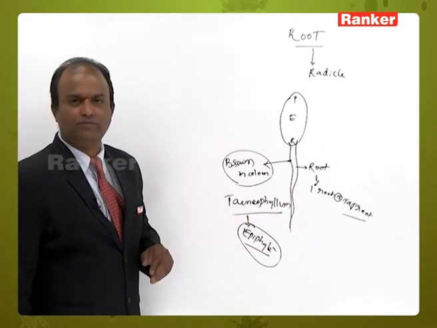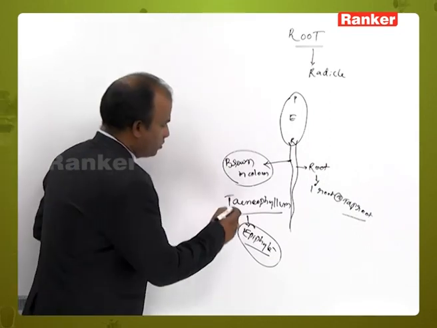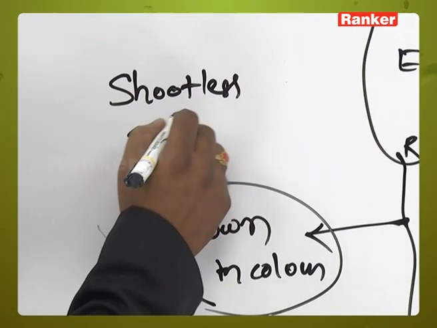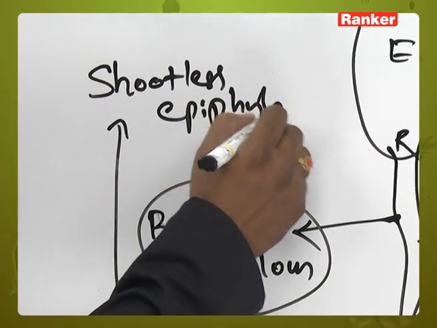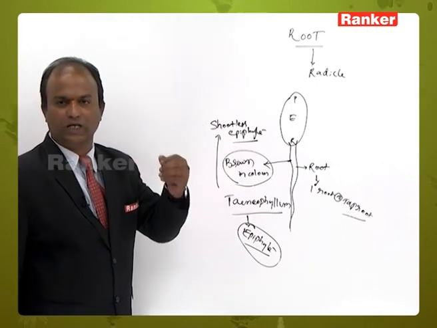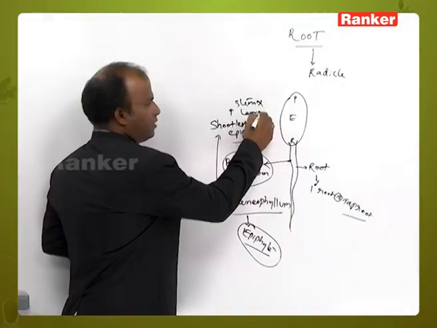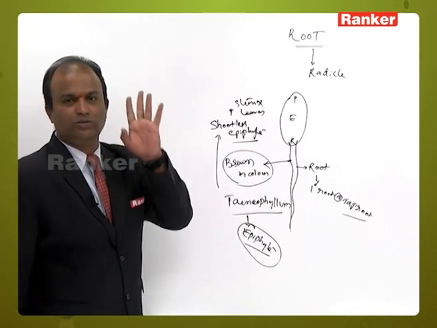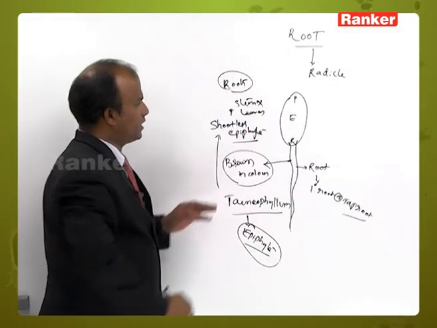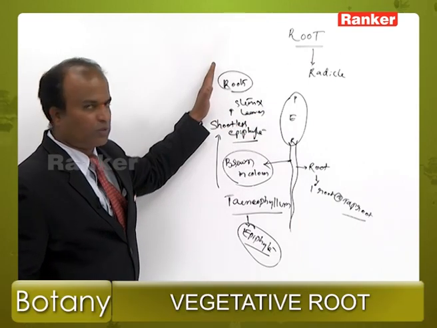Can we call Taeniophyllum a shootless epiphyte? Yes, it is called a shootless epiphyte. That means it does not show a stem and it does not show leaves, but it shows only roots. That means in Taeniophyllum, the shoot system, that is stem and leaves, is absent. Only roots are present.